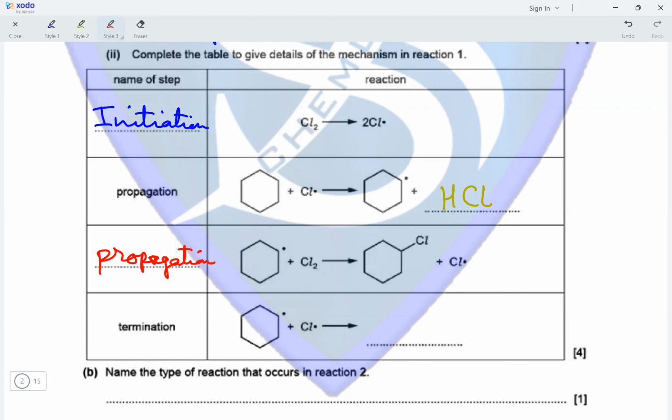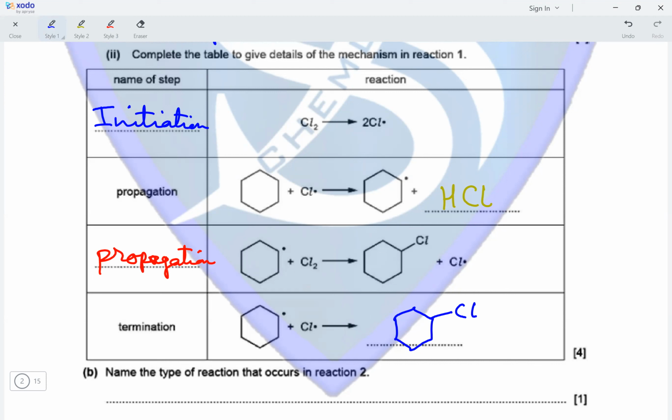Next is the termination step. In the termination step, we've got a cyclohexane radical and a chlorine free radical reacting together to form chlorocyclohexane. And this is the product upon termination of the free radical substitution chain reaction mechanism.